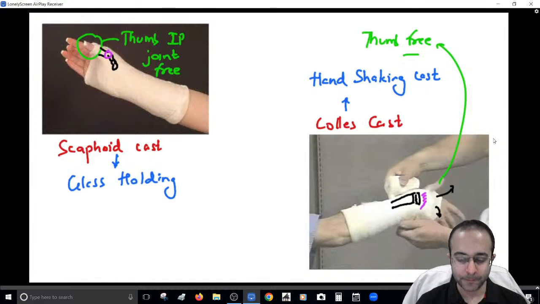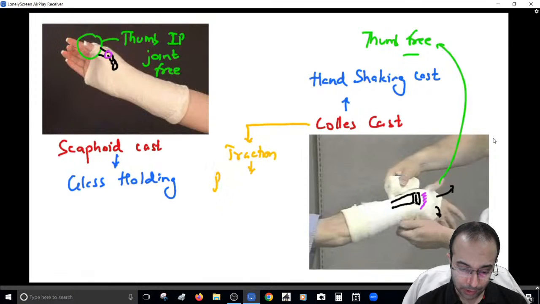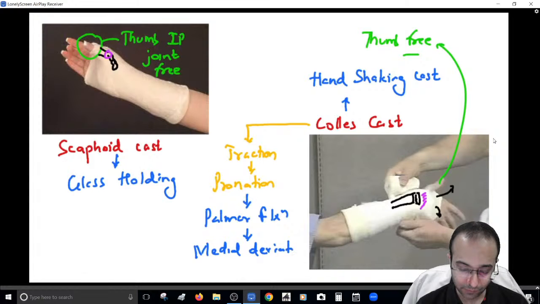Like I'll give you an example. You were asked about the sequence in which you put up a Colles cast. So first you give traction with the hand lying in a position of pronation, and after this you add palmar flexion, and then you give a medial push, the final medial deviation. So this is the sequence, or steps, in which a Colles cast is applied.